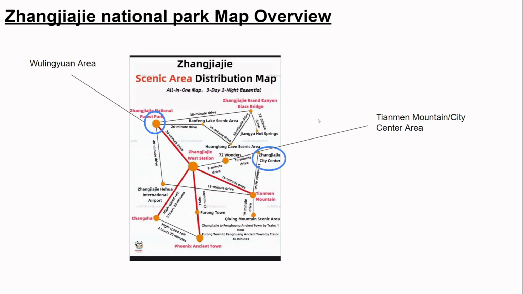And lastly, for the third day, I recommend you stay at the Zhangjiajie City Center on the right side, which is nearer to the Tianmen Mountain. So by staying near, you will be able to reach the attraction early and avoid the crowd.